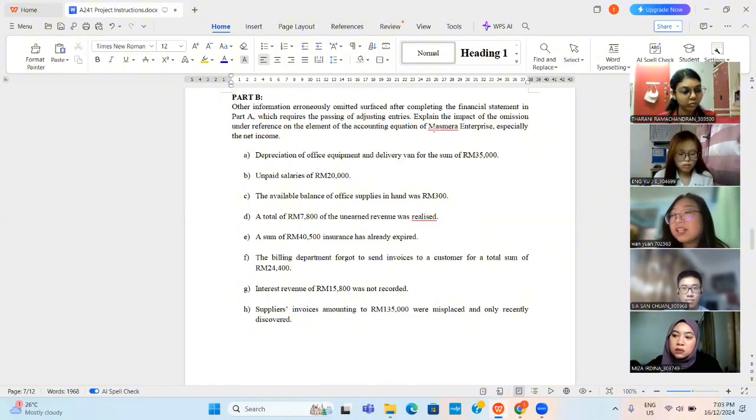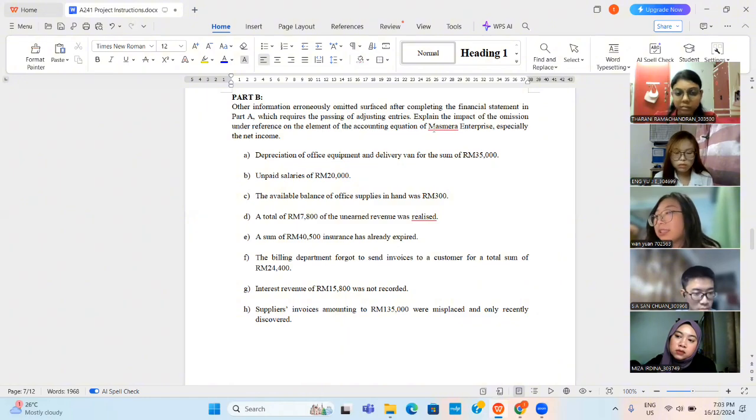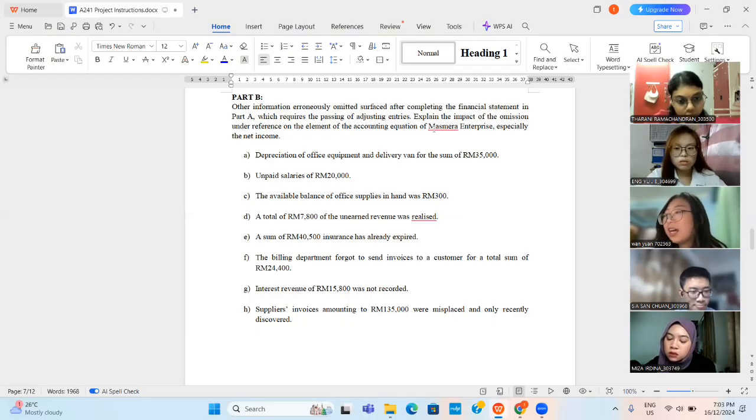For question F, the billing department forgot to send invoices to customers for a total sum of RM 24,400. It changes the assets and equity. Assets are increased because the accounts receivable increase, and equity is increased because the revenue increased net income. The net income impact is an increase of RM 24,400 as revenue is recognized.